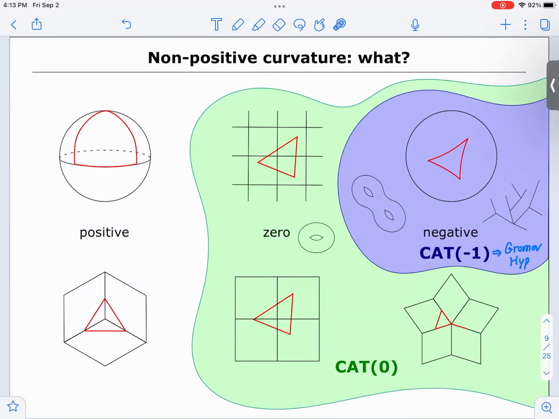And essentially what I want to do in my talk with this strict hyperbolization construction is to move things from CAT(0) into CAT(-1). I want to start with things that are not negatively curved, and I want to make them negatively curved. I should mention that there are other hyperbolization constructions that move you from outside the green bubble to inside the green bubble, and I'm not considering them today. Today I'm really focusing on going from the green to the blue bubble.